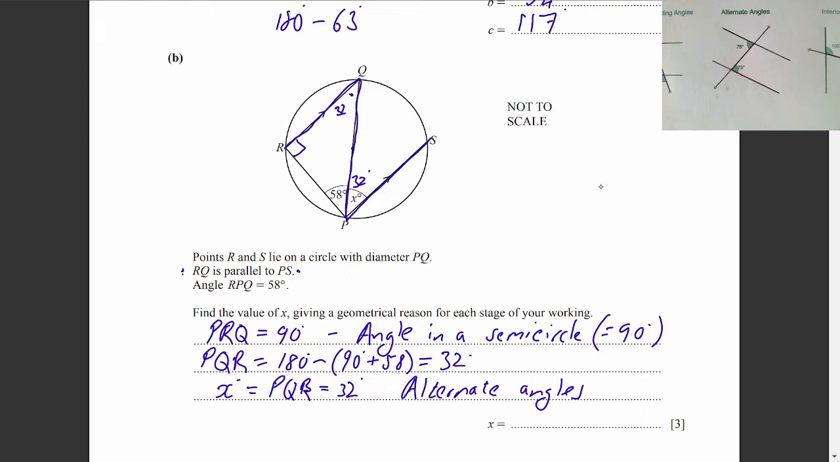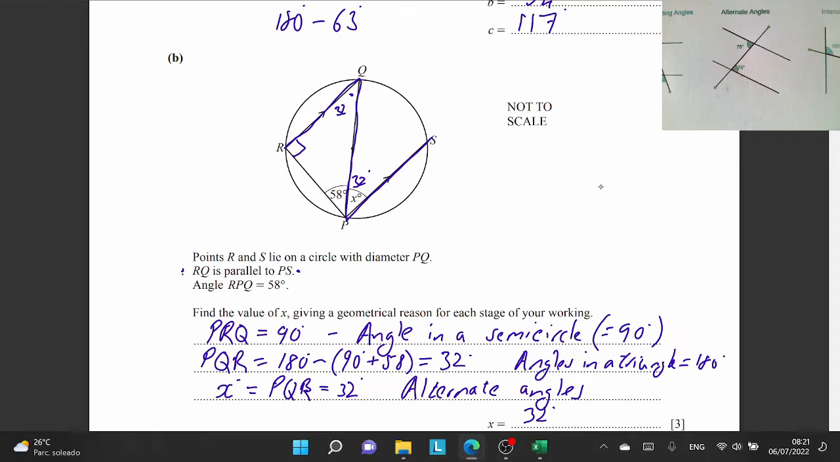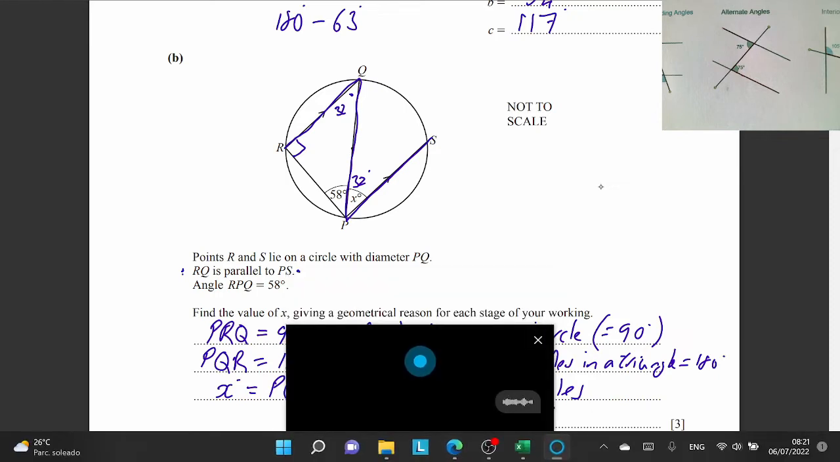I left one out. Now we want things to be correct. So just in case, I never said why that's 32. It's because angles in a triangle equals 180 degrees. Definitely we get our full marks there.